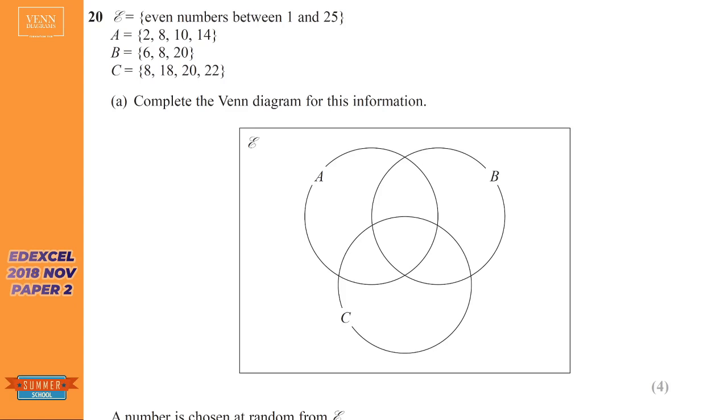We're given our universal set, like the E for everything, is even numbers between 1 and 25. Now, I know this takes a little bit of time, but I would definitely write those down because we can cross them off as we go along.